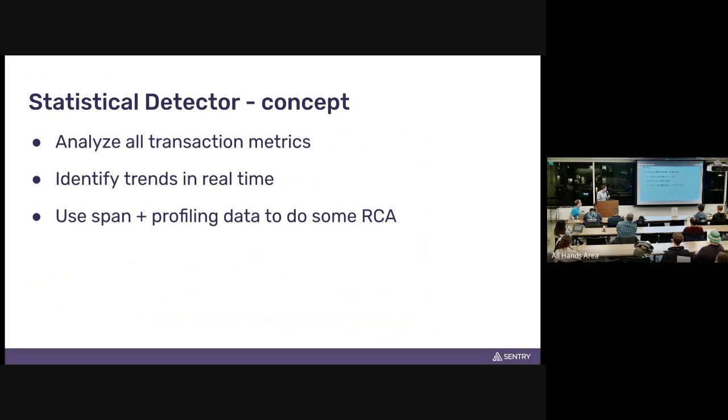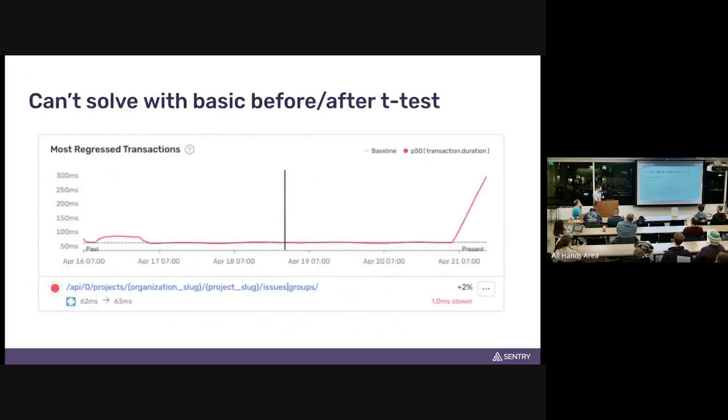But the idea is that we're analyzing all of the metrics associated with all of your transactions, and we're identifying trends. We then combine the analysis of those trends with our data on your spans, and if you have profiling, your profiling data, to actually do root cause analysis. The upshot is that for any generic performance regression across any of your metrics, we can now tell you about it, and at least try to give you a somewhat prescriptive idea of what might be going wrong.